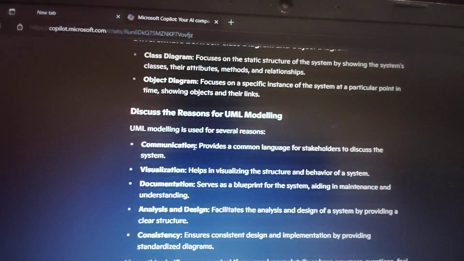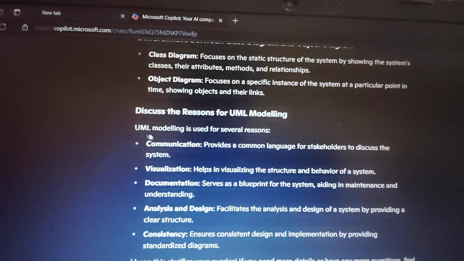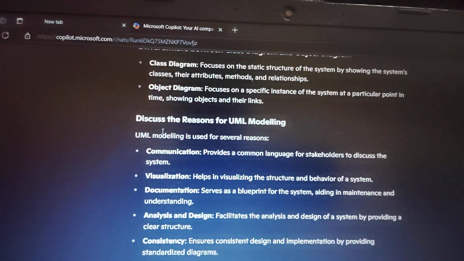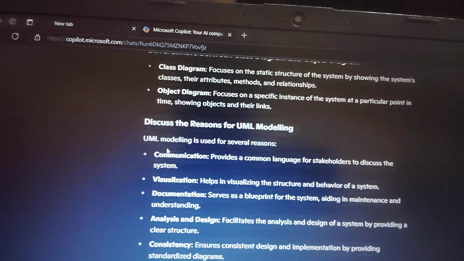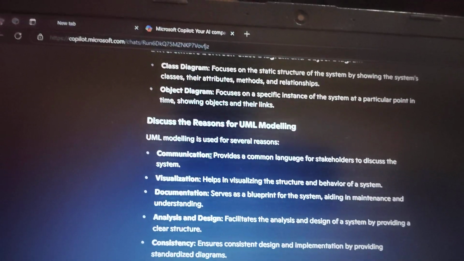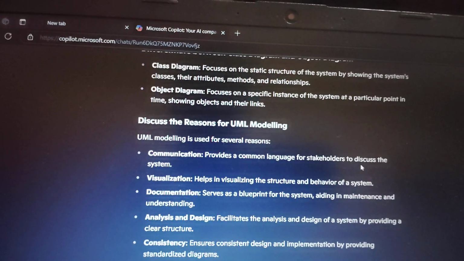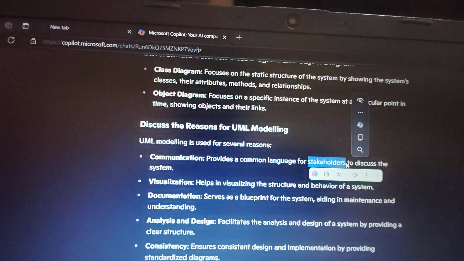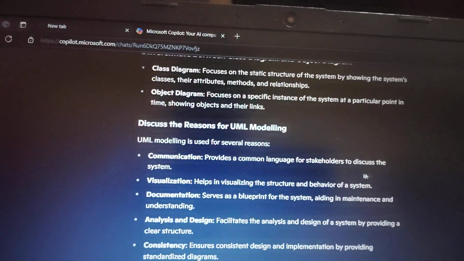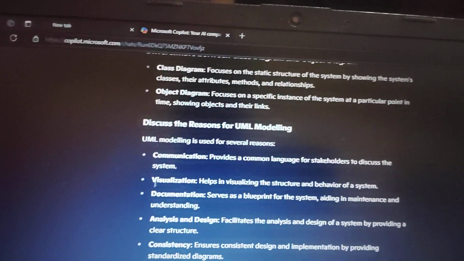Someone will say the first impression is the best impression, so we can expand it. First we need to remember the reasons for UML modeling. There are a lot of reasons. First let me explain communication. It provides a common language for stakeholders. Stakeholders are repeating a lot of times in answers.